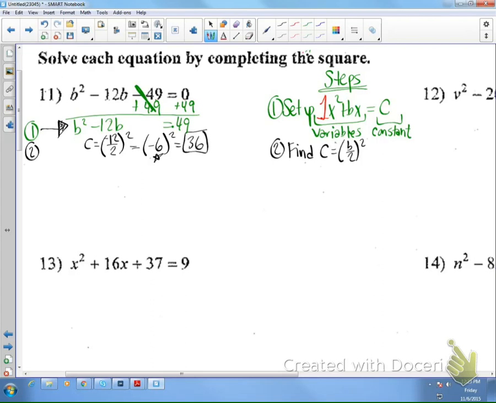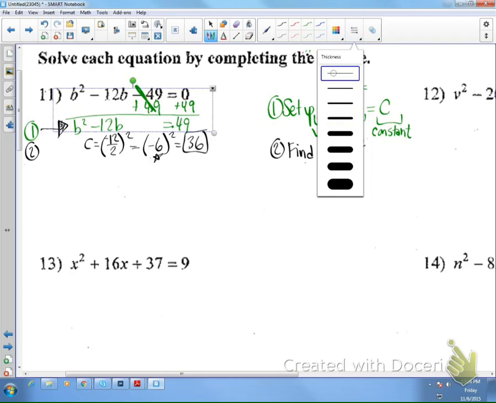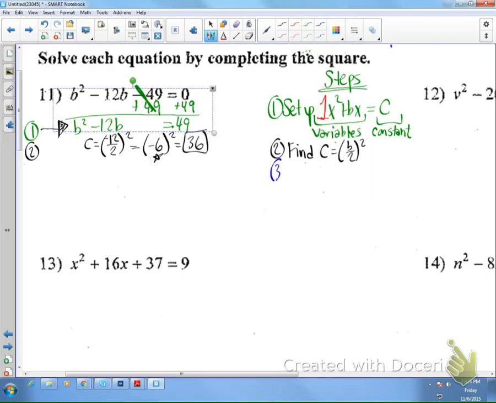So once we got C, which was 36, then we have to go put it somewhere. Where do we put it? In the C spot. Where's the C spot? In that empty blank right there. Yeah, so we have to go add it to the equation. But if we add it to one side, don't we have to add it to the other side? Yeah. So we're going to add C to both sides.